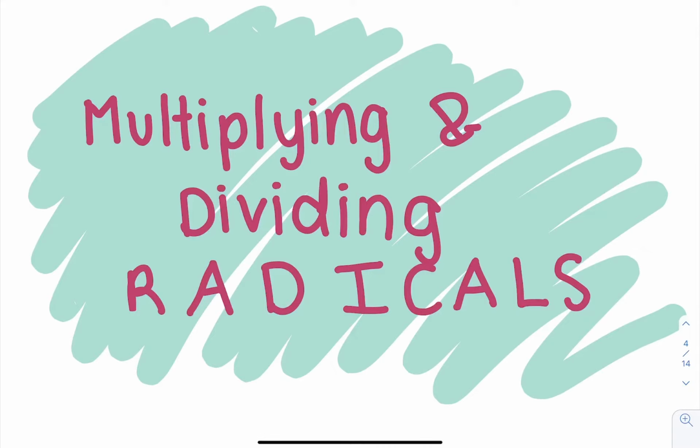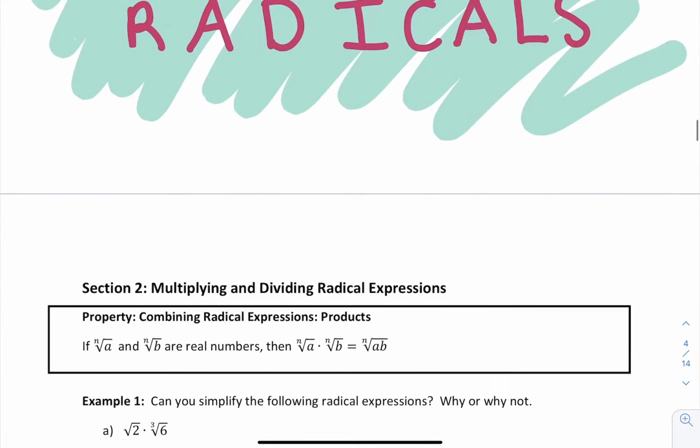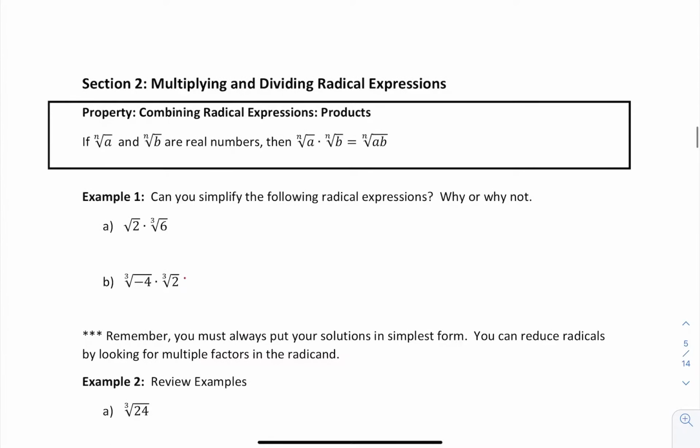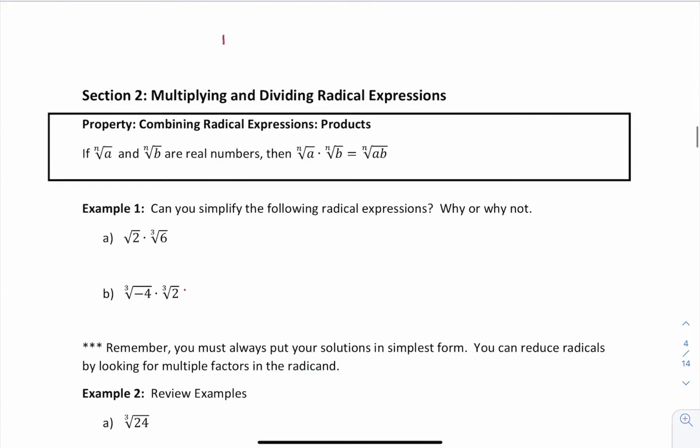In this first video, we're going to be learning about how to multiply and divide radicals. If you remember from last time, the index is the number up there in the radical, and inside the radical is called our radicand.